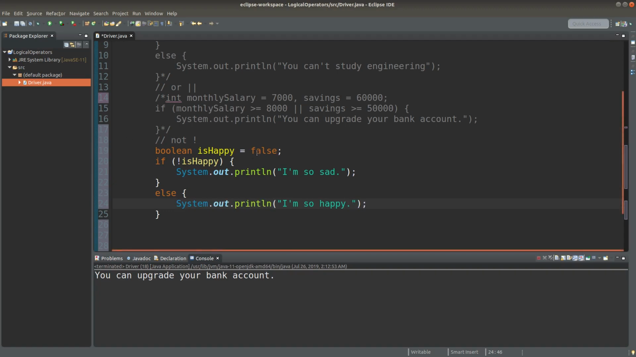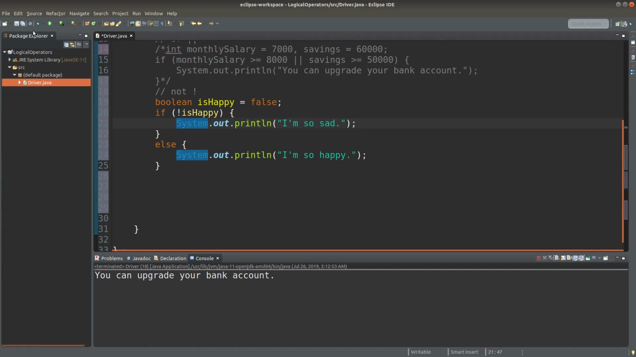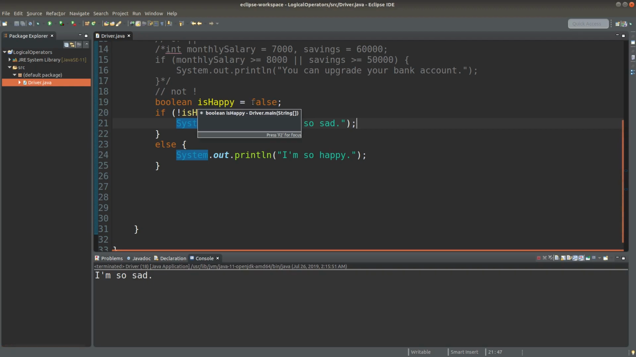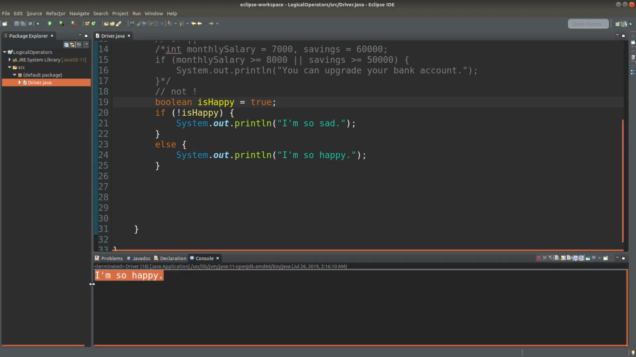Okay, if isHappy is true instead of false, I will get this printing result instead of the previous one. So let us try to run it and see the result. When the variable isHappy is false, I will simply do this one because not false means true. For this part, I will execute this command. If I turn it to true, what do I get? I will get I'm so happy.